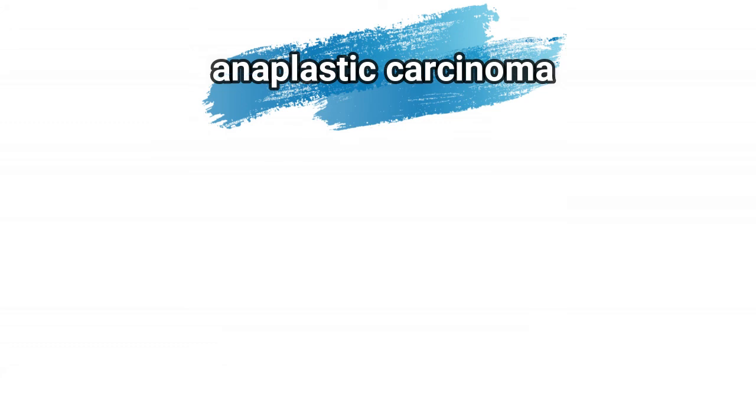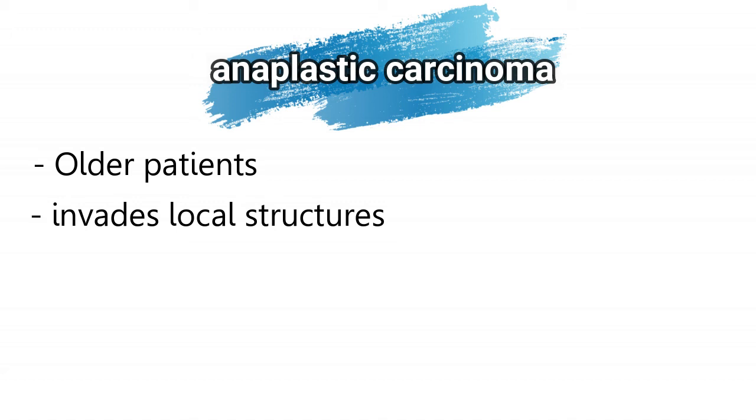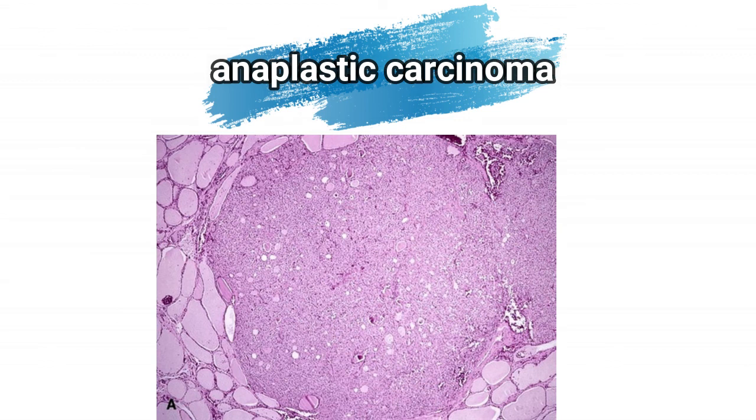And finally we have anaplastic carcinoma. It's sometimes also called the undifferentiated tumor, and it usually appears in older patients. It will invade local structures in the neck, and it also has the worst prognosis. Here you can see why it's sometimes called an undifferentiated tumor. On the sides you can see the normal thyroid tissue, and in the middle is the tumor.